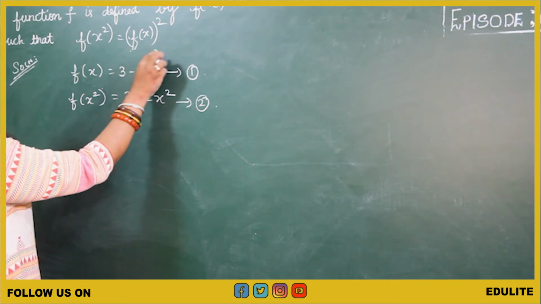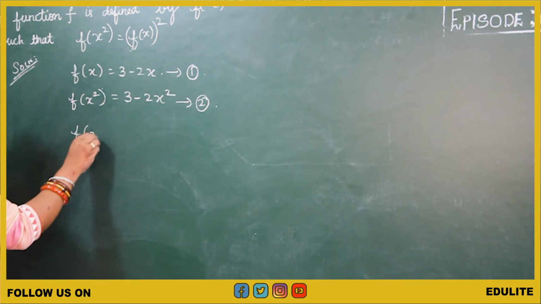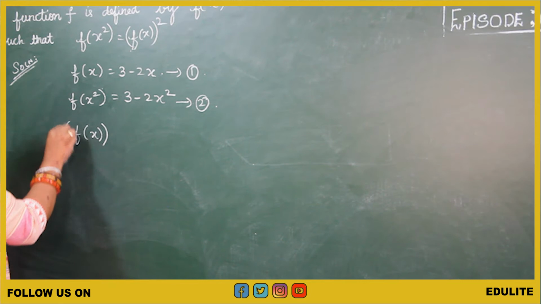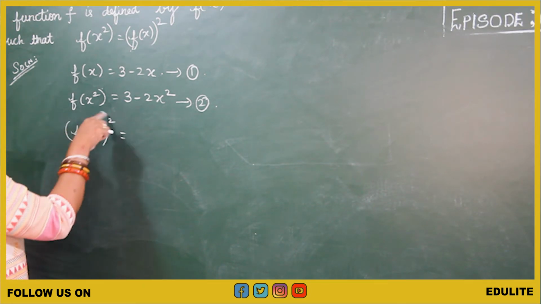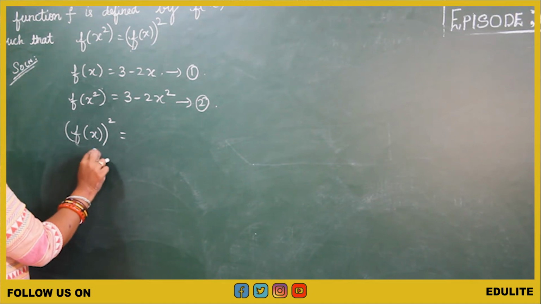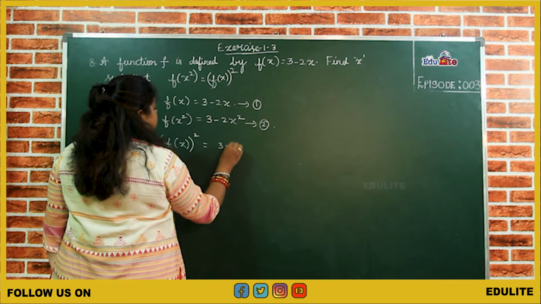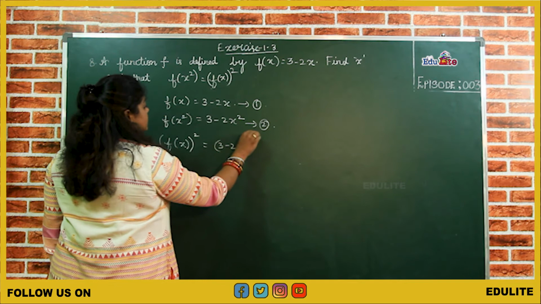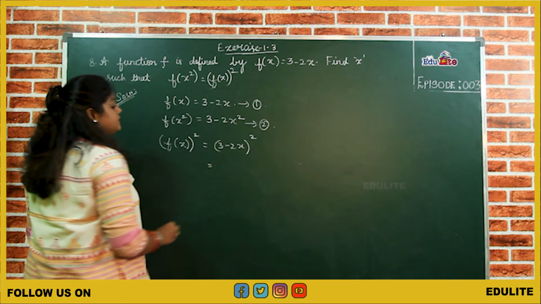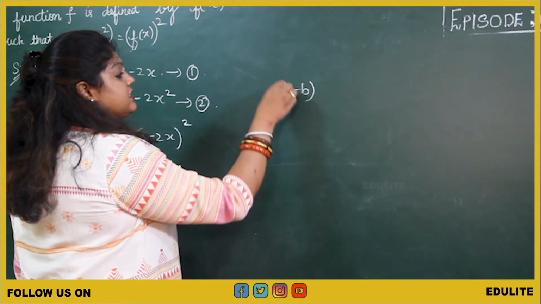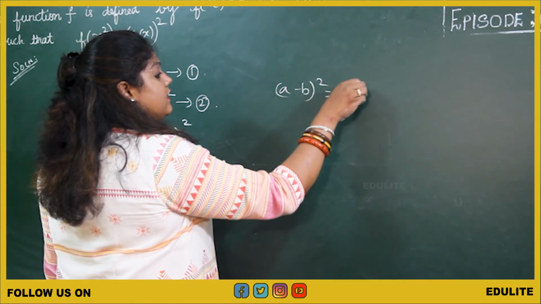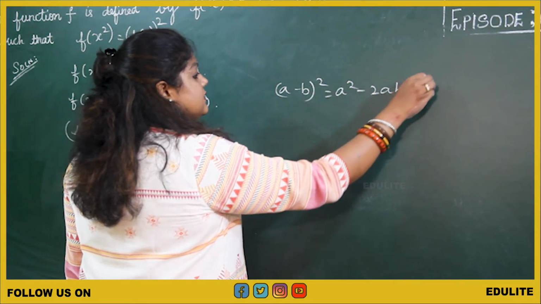Next we will find f of x whole square. What is meant by f of x whole square? Substituting the value of f of x in this equation and squaring it. What is the value of f of x? 3 minus 2x whole square. What should we do now? We have to use the formula for a minus b whole square. What is the formula for a minus b whole square? a square minus 2ab plus b square.